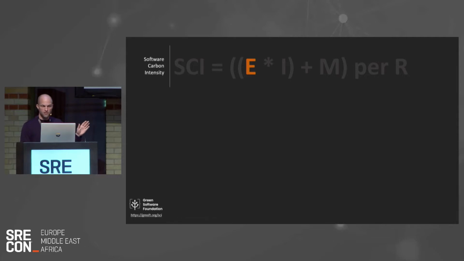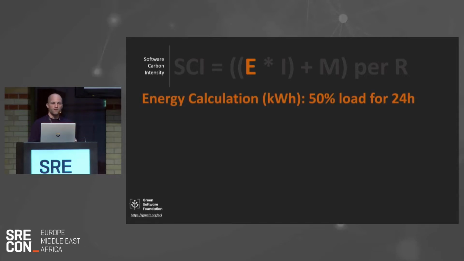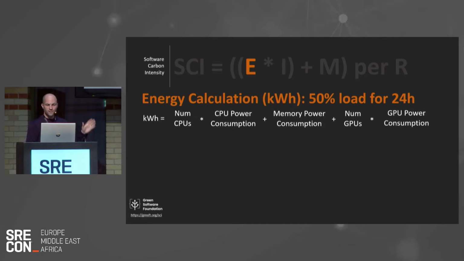So let's start with the E, the energy consumed. For this scenario, we'll say we're running a single machine at 50% capacity or load for 24 hours. Now, you can break that down into smaller detail than 24 hours if you want, but we'll just keep it simple here. So this is the general equation you need to fill out. You take the CPU power consumption, how many CPUs you have, add that to the memory power, and then add on any GPU consumption that you may have in your system as well.